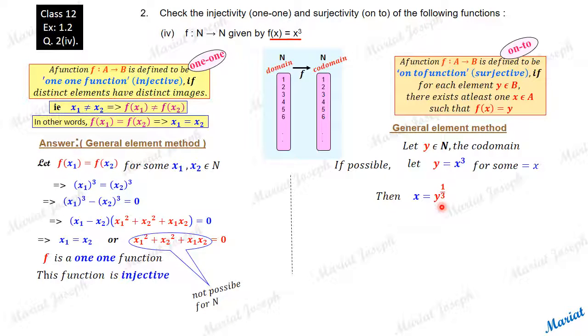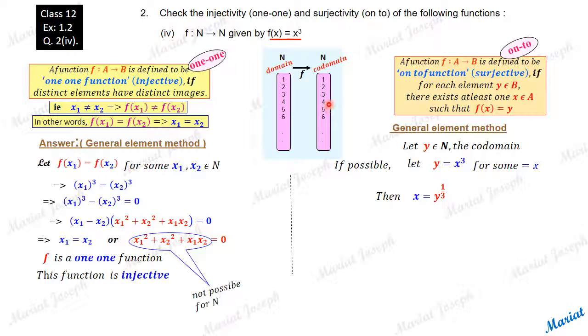Now we need to check the x that we have calculated. We have got an x. But does it really belong to the domain? The definition says there should exist an x in the domain. Do we have this x in the domain? What is y? Y is any natural number. Say for example, I am taking number 3.